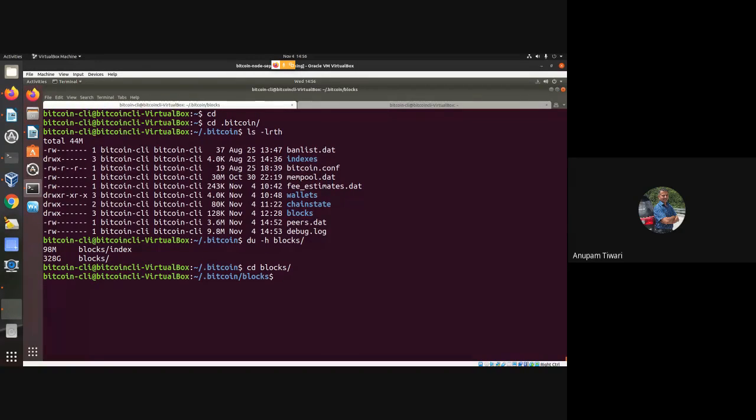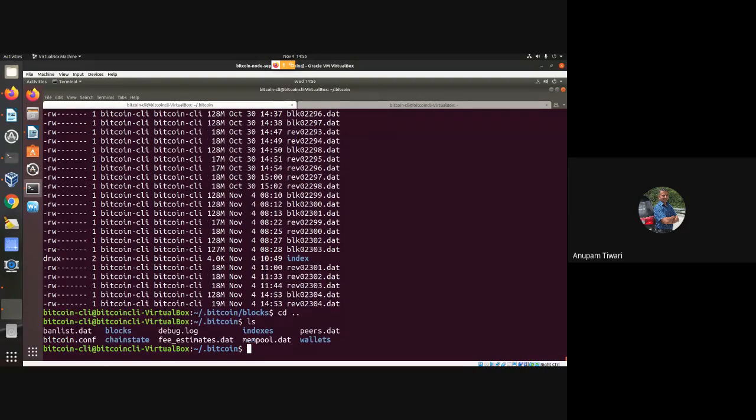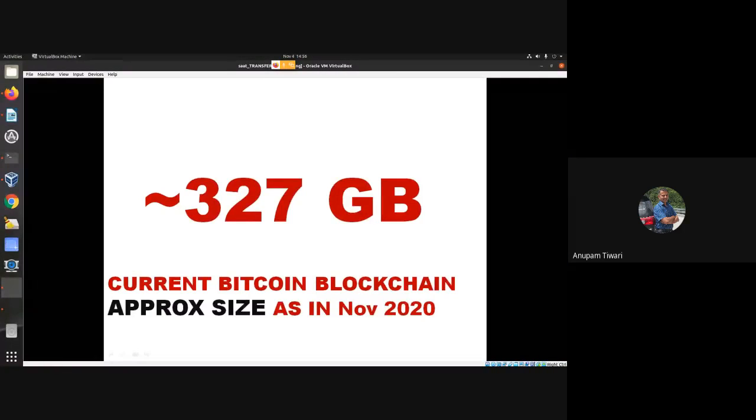We go to this directory and we simply list it, and there are a host of files. These files, if you see, are simple files, BLK and so on. We'll look at what exactly lies inside these BLK files ahead. But for the time being, you just see the directory structure, the files, and basically the size. The main directory is blocks, and currently the size is 328 GB. So back to the presentation.